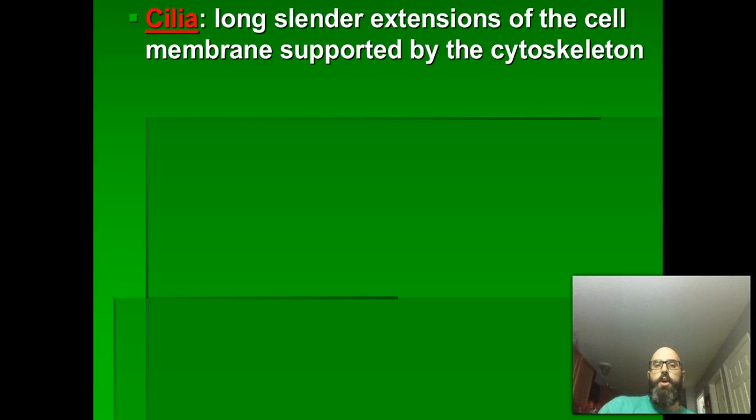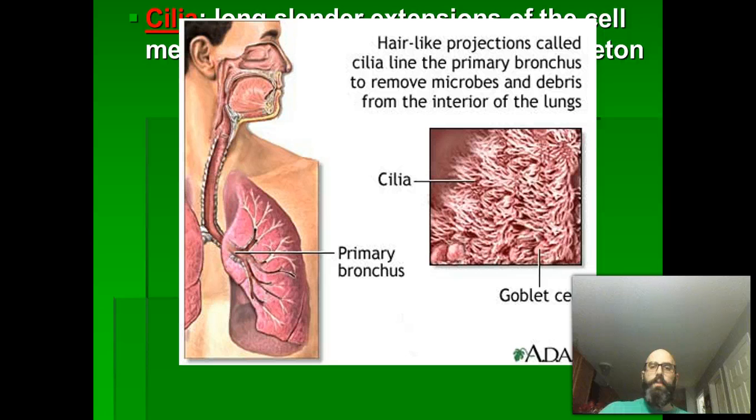Cilia are longer, slender extensions of the cell membrane that are also supported by the cytoskeleton. So microvilli are small, cilia are longer. Cilia are the hair-like projections that line your bronchial tubes. Their biggest job is that they try to trap microbes, debris, pathogens, things that don't need to be entering your lungs.